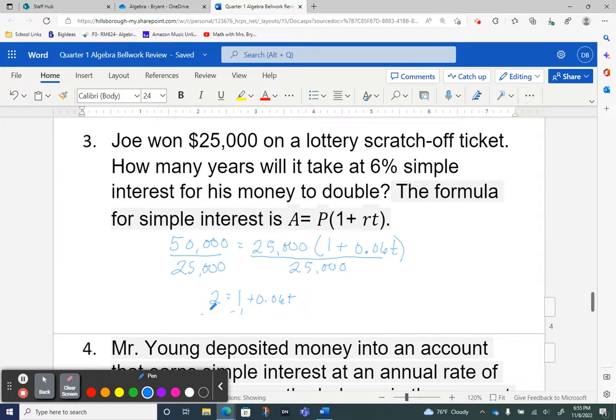I can subtract 1 from both sides, and I end up with 1 equals 0.06 t. To get t by itself, I'm going to divide 1 by 0.06, and I end up with 16.67 if we're rounding to the hundredths place. So it will take him 16.67 years to double his money.